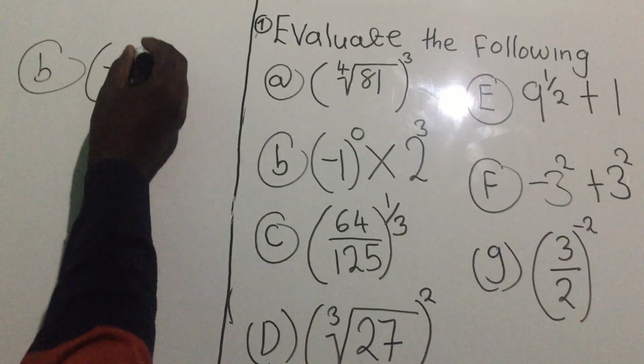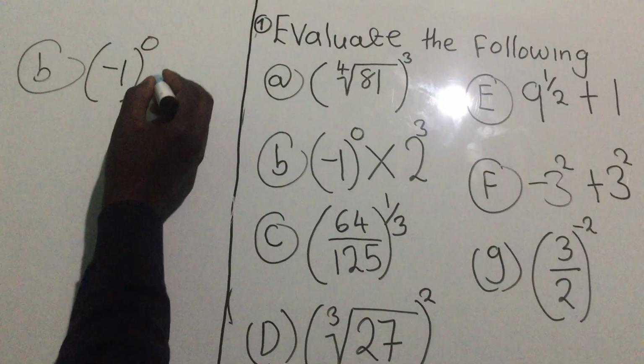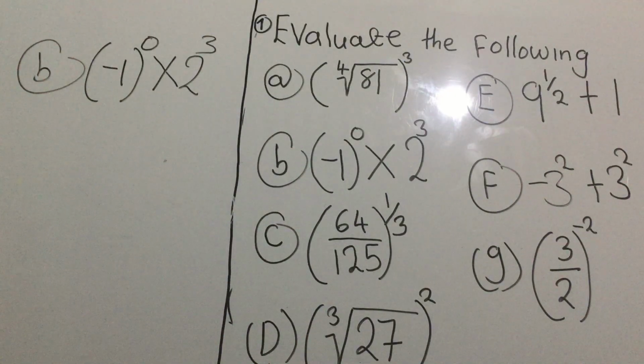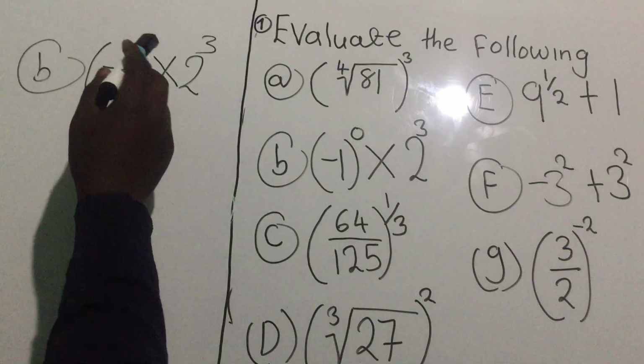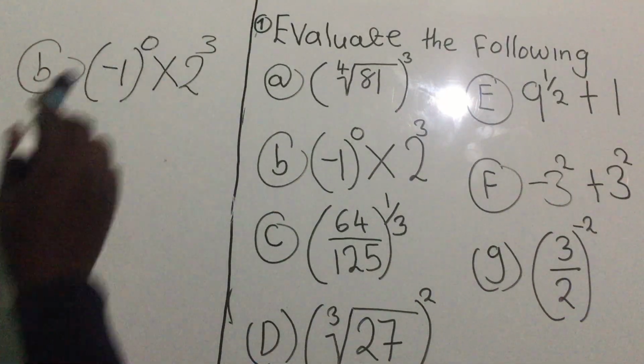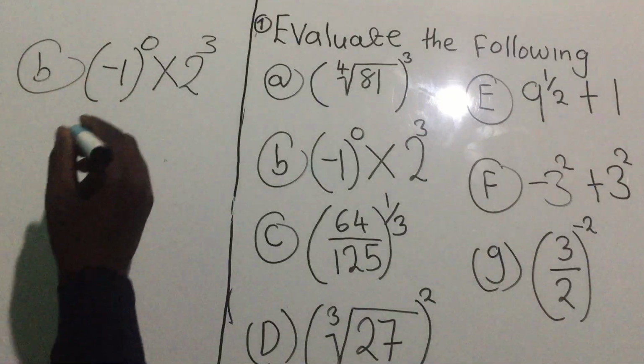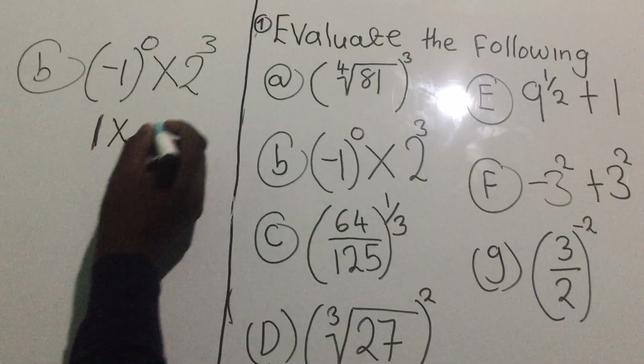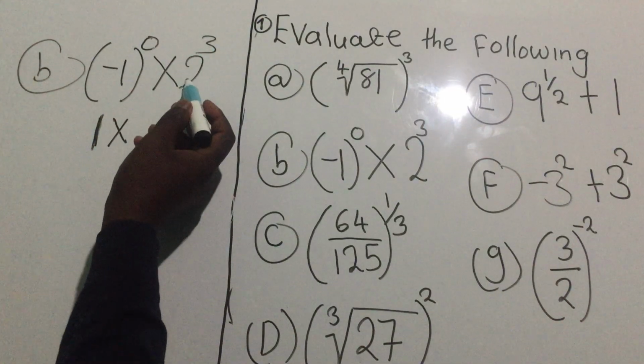Question B says open -1 close to the power 0 times 2 to the power 3. So this is the question. The rule under indices states that any number or letter raised to power 0, the answer is always 1. Either any letter or number to the power 0, which is this 0. As long as you see that the power is 0, just write 1 without wasting your energy or your time.